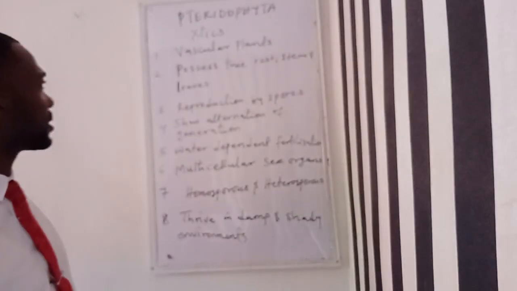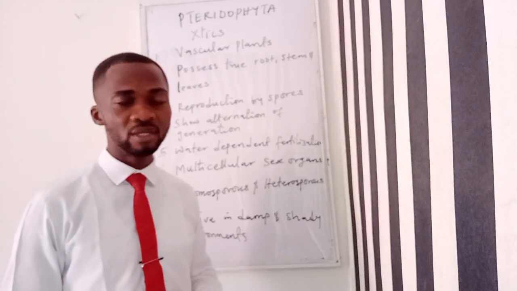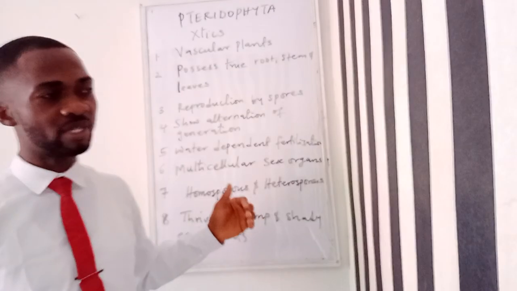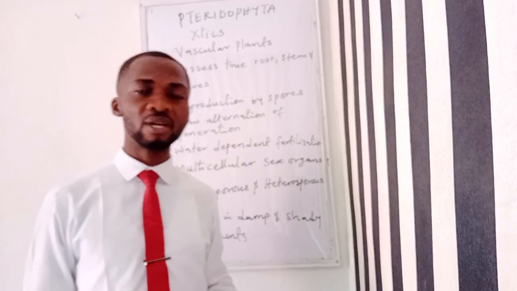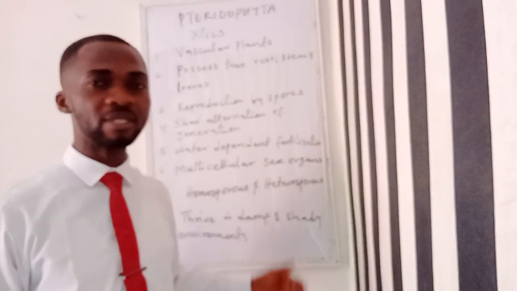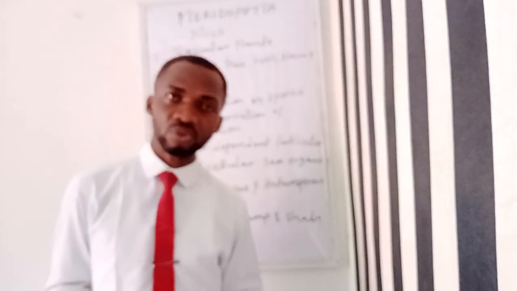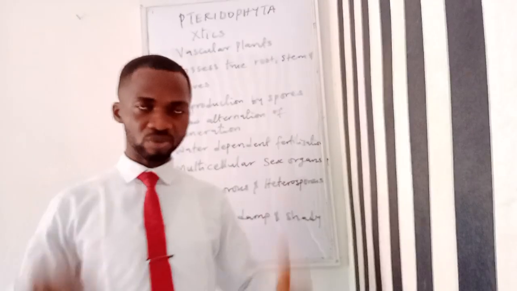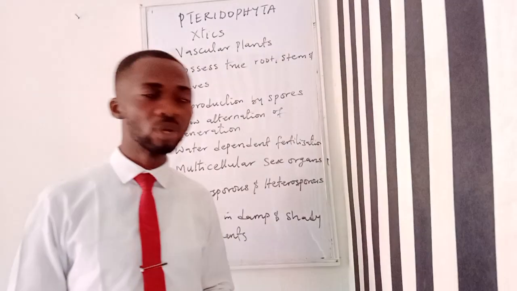Then another characteristic is reproduction by spores. Yes, this is another vital characteristic of pteridophyta, even though it is not a diagnostic feature because some other plants apart from pteridophyta, like the bryophyta, also reproduce by the use of spores. But we are including it because it's one of the features of pteridophyta. So they reproduce through the spores that are born in the sporangium.